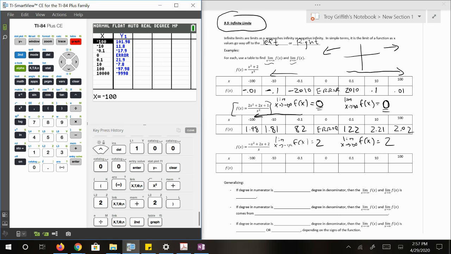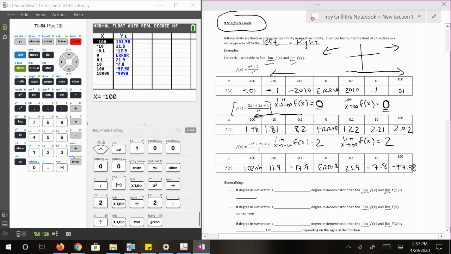We've got 101, well, we'll say about 102-ish. Okay, here we have 11.8, negative 17.9, error, 21.9, negative 7.8, negative 97.98. And I forgot to take this one off my chart, but what we can see here is if I plug in a huge positive number, this number continues to grow in the negative direction.